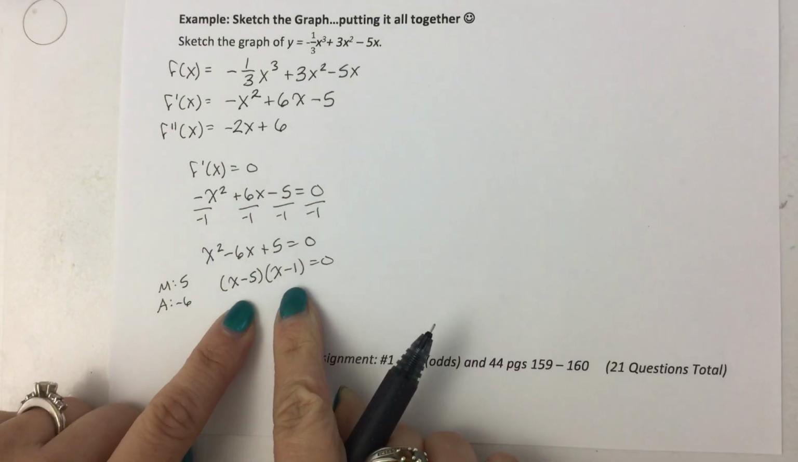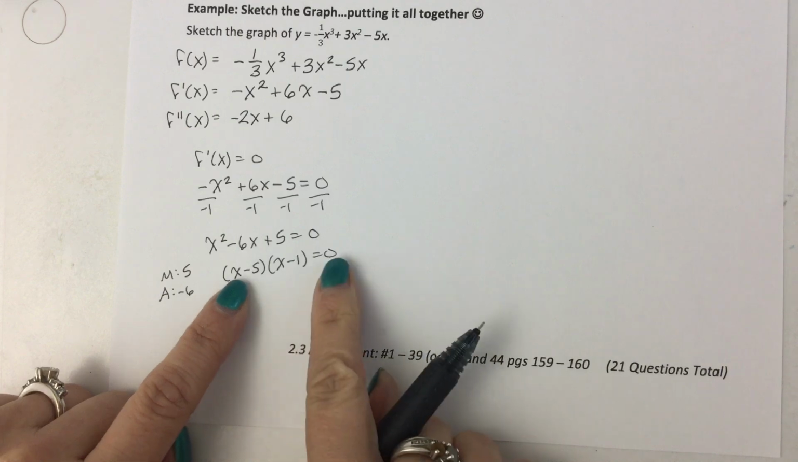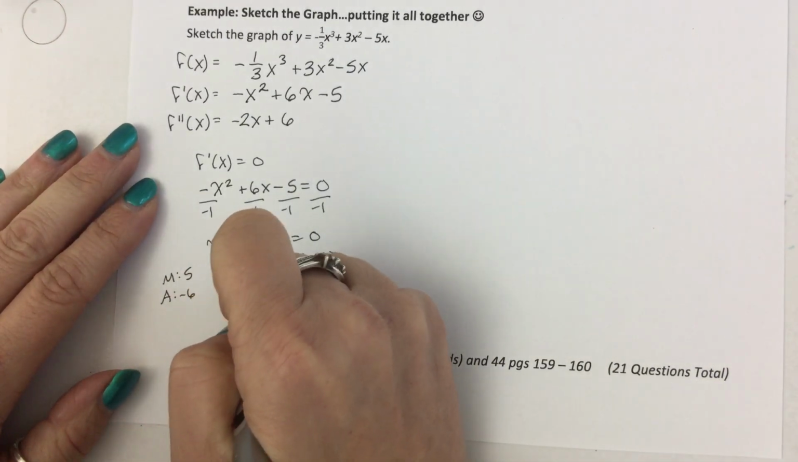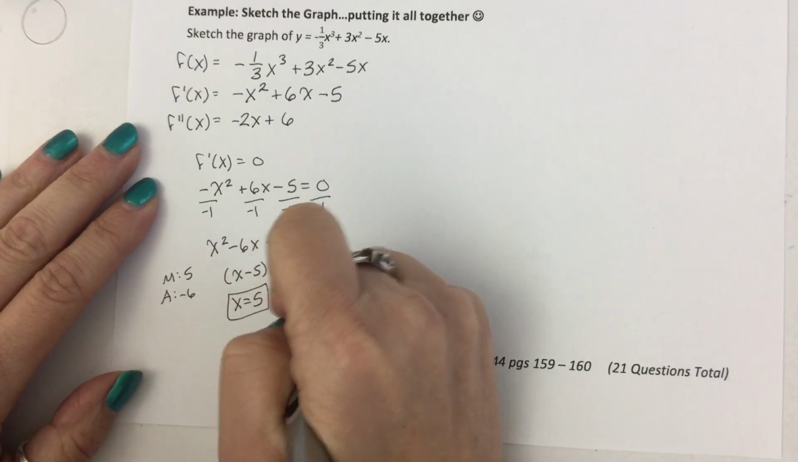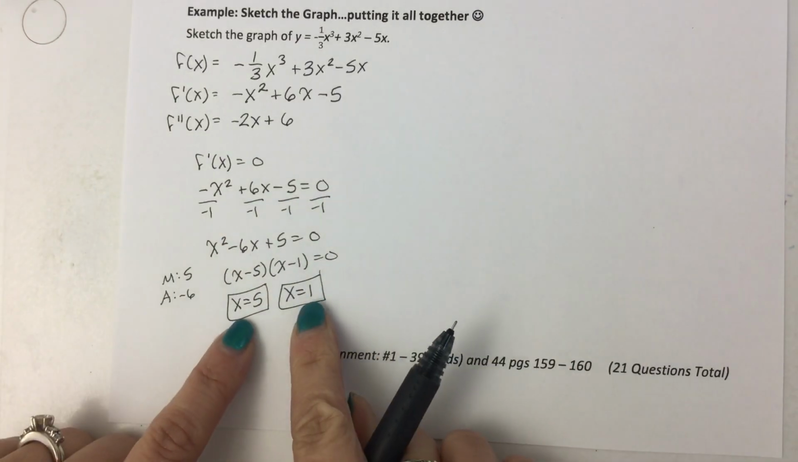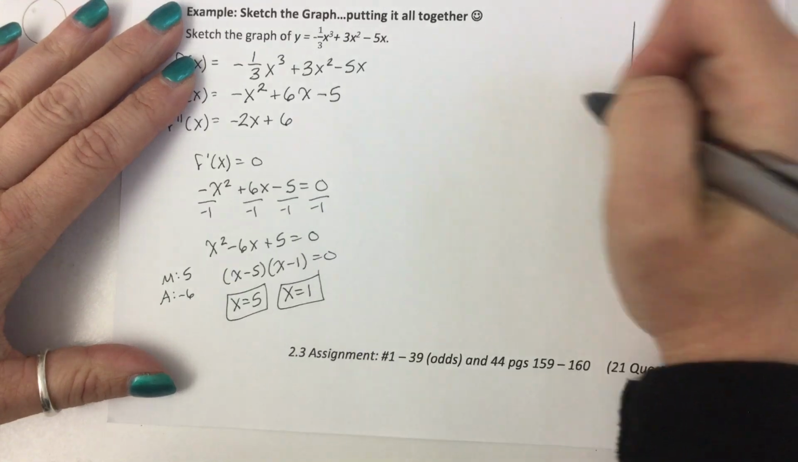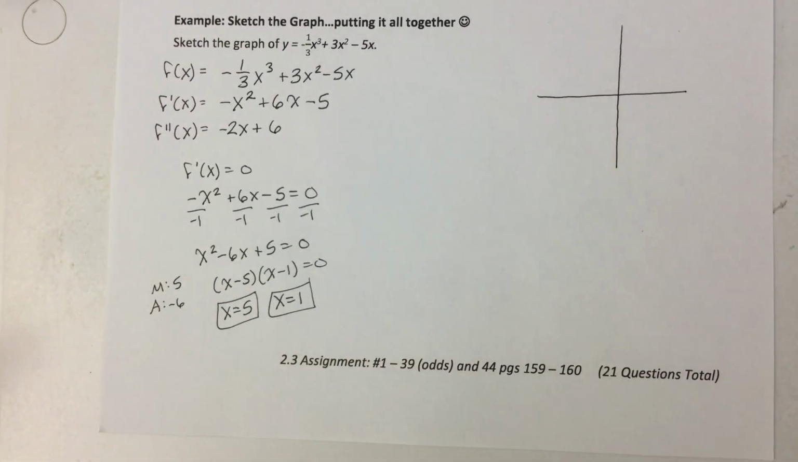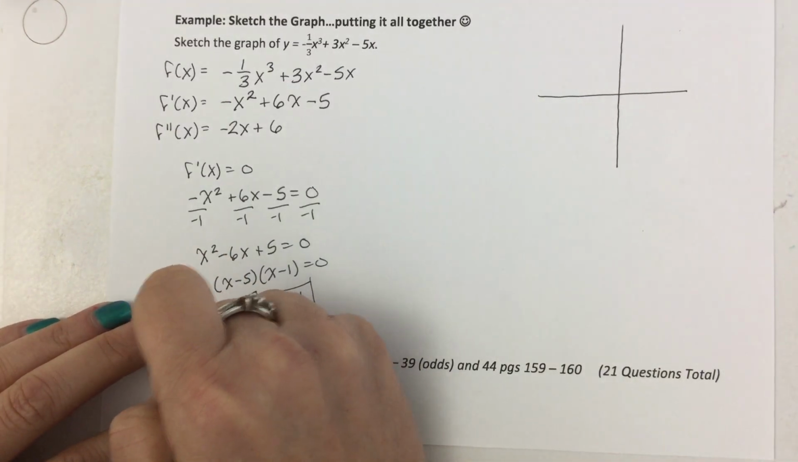So when I use this to find my x values, you take each piece separately equal to 0. So I would have x equals 5, x equals 1. So here's my possible extreme points. We're trying to sketch. Well, in order to sketch, you can't just have x values. We need to know what the y values are as well.